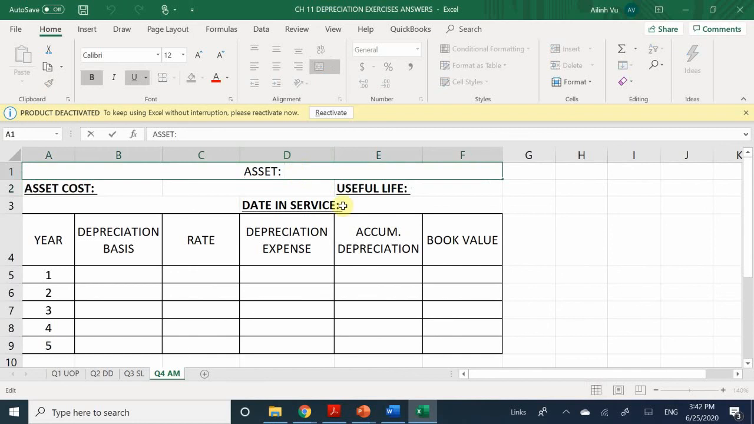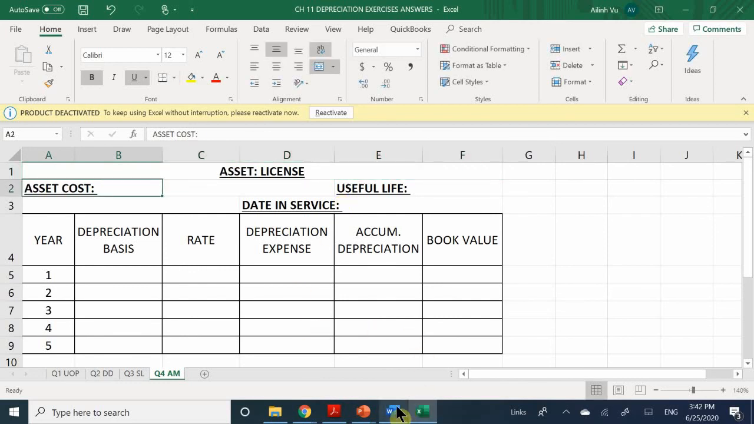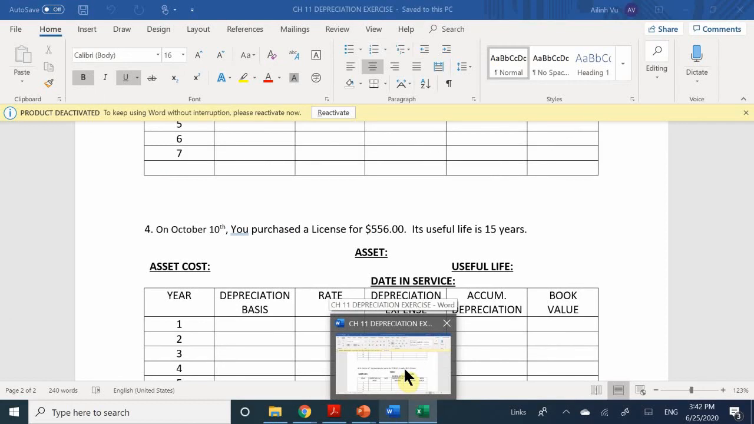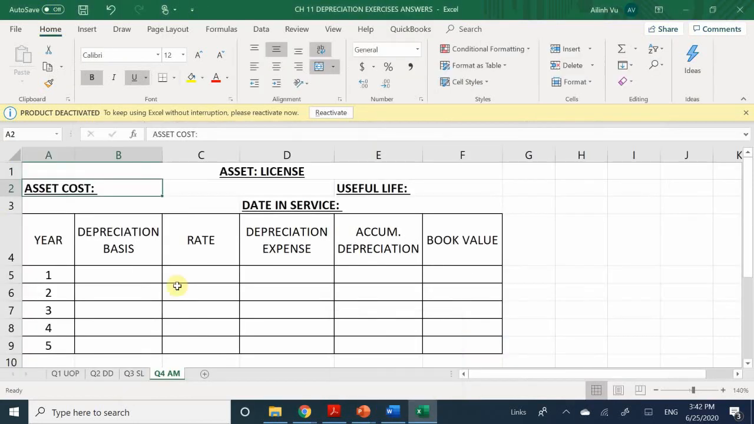So, what is our asset? A copyright? Is it a copyright? I don't know. License. Yes, it says I purchased a license for $556. Okay, so we know there is no salvage value when we're dealing with intangible assets, and its useful life is 15 years. So I'm going to put 15 years.